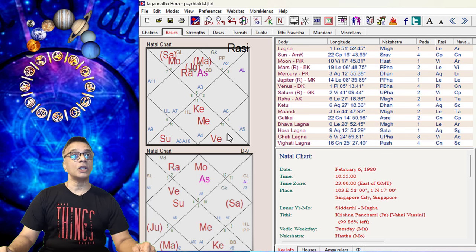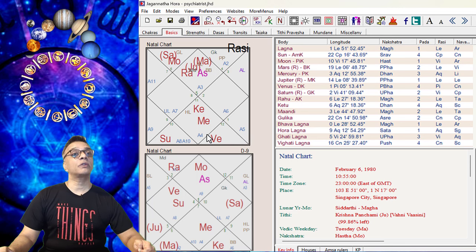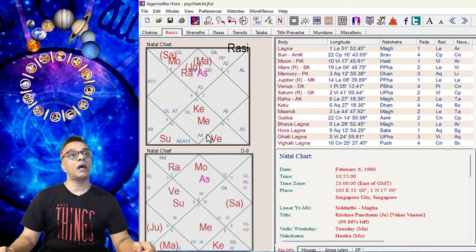Now, if you see, her Moon is in the nakshatra of Hasta itself. So, her birth nakshatra lord is also Moon, which is placed in the 2nd house. So, she was born in Singapore. However, post-marriage, she left to the US to be with her husband. Now, why did she go abroad to be with a husband?